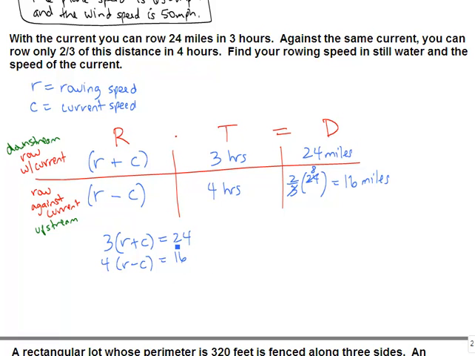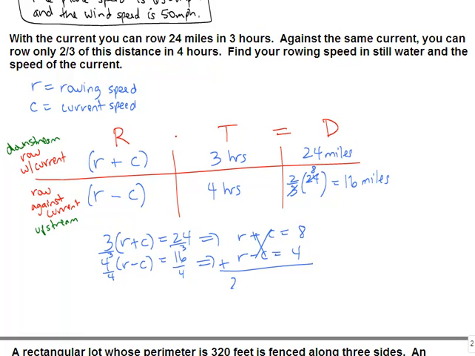Notice that 3 divides evenly into 24, 4 divides evenly into 16, so let's do our little shortcut and divide both sides by those coefficients so that we get a little bit cleaner equations to work with. If I divide through by 3, then we get r plus c equals 8. If I divide the bottom one by 4, then I get r minus c equals 4. And these already have the c's being opposites, so I am ready to add down right away. The c's will cancel out.